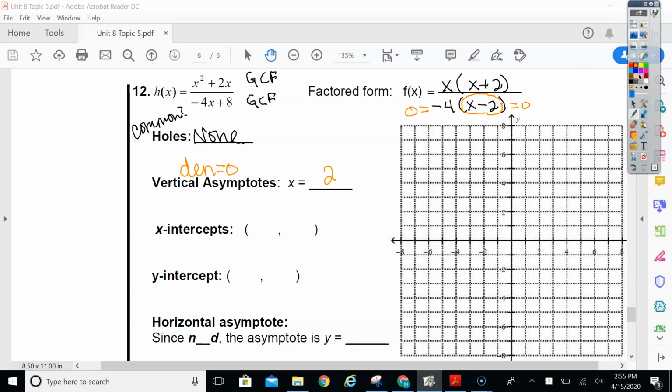Okay, x-intercepts for the numerator. So numerator equal to 0. For this factor, we get a negative 2, 0. And again, the x is by itself, so that is its own 0 at 0, 0. Oh, I forgot to plot it. Okay, so negative 2 zeros here, 0 zeros here. And we have our vertical asymptote at 2. So positive 2 is going to be a vertical line here.